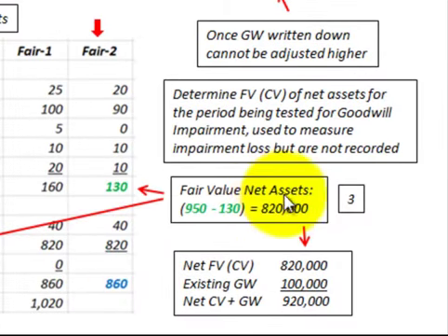So our fair value of our net assets in this case, $950,000 in assets minus $130,000 in liabilities, we get a fair value of net assets here of $820,000. Now looking at the net amount here, our fair value of $820,000 plus the existing goodwill here of $100,000, we have a net carrying value plus the goodwill amount here of $920,000.